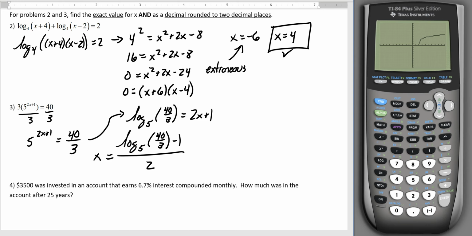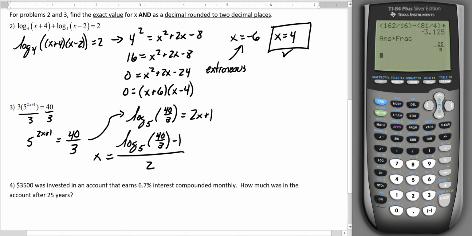This is one that I think they want to see a decimal for as well. So this is the exact value, right? No calculator required. Now let's go ahead and find the rounded value. So again, I'm just going to math this. If you need to do change of base, that's fine. So log base 5 of 40 over 3, and then minus 1, and if I wanted to do this right, I'd put parentheses all around all this, but we're going to just divide this by 2.